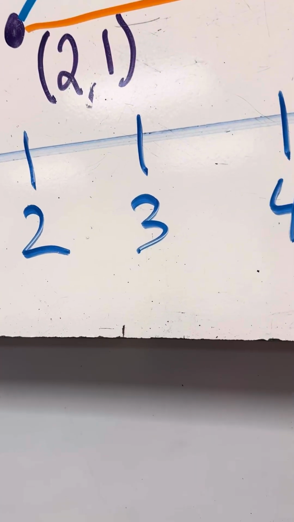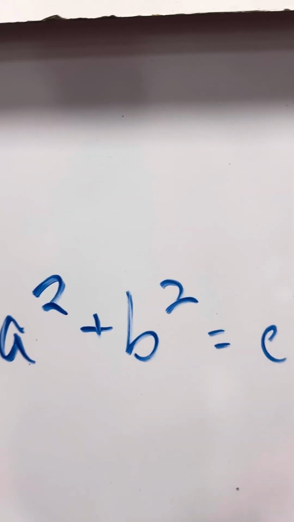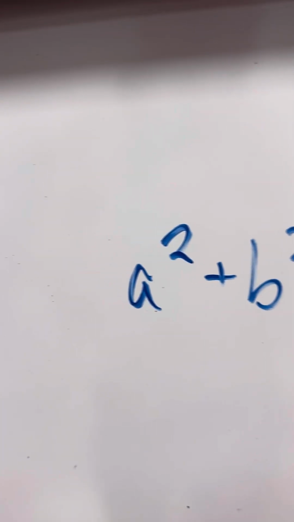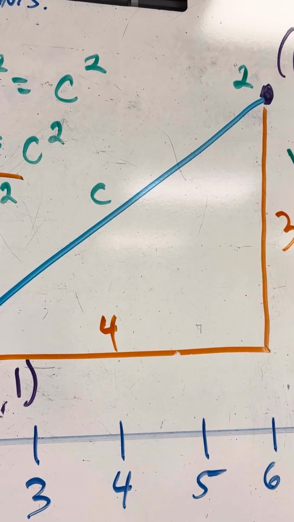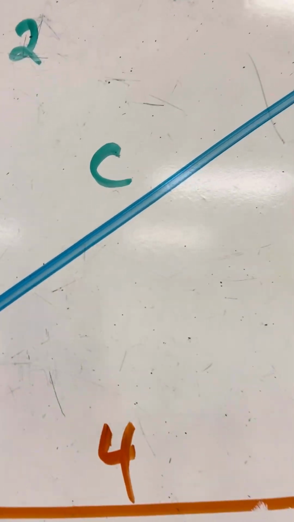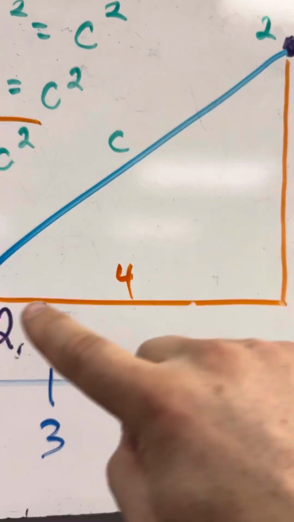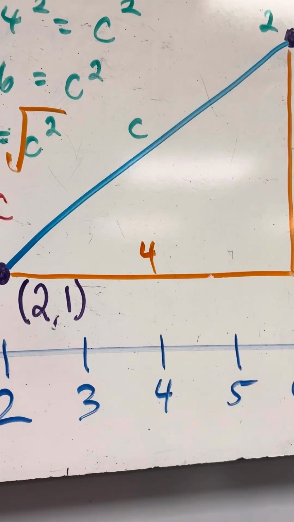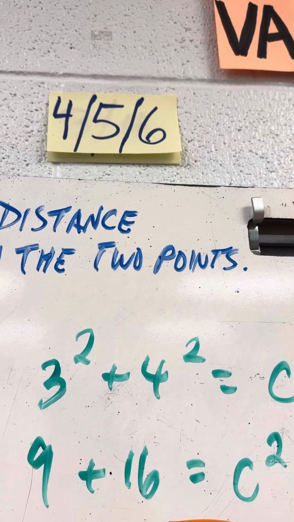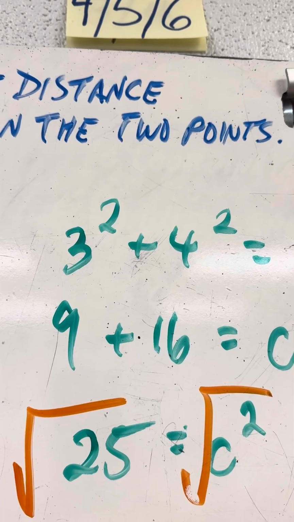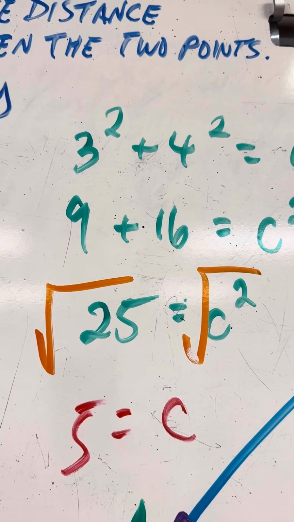And in a right triangle, a squared plus b squared equals c squared. I made a right triangle so I can find out that a squared plus b squared equals c squared. So now I'm going to say, 3 squared plus 4 squared equals c squared, right? Because the hypotenuse is always c. So 3 squared plus 4 squared equals c squared. 9 plus 16 equals c squared. 25 equals c squared. Take the square root, and c equals 5.